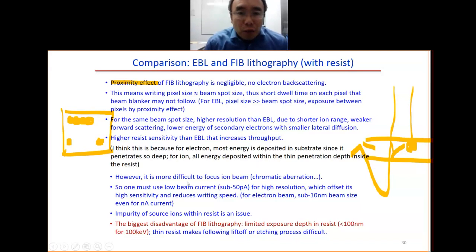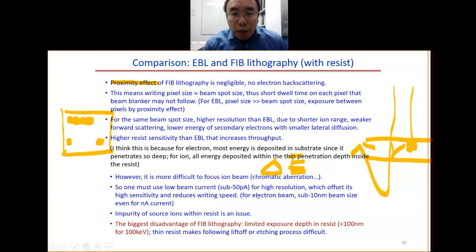But it's more difficult to focus the ion beam because of the chromatic aberration. We know that for the ion beam, this number, delta E, is high. So you have more energy spread, you have more chromatic aberration. As a result, we have to use low beam current, smaller, 50 picoampere, for the high resolution.